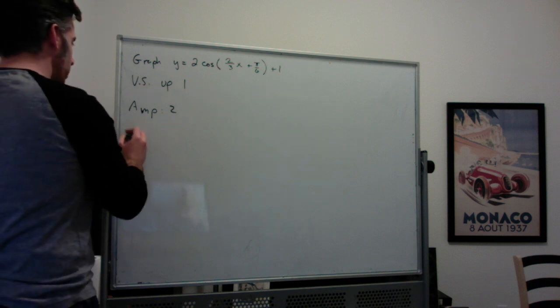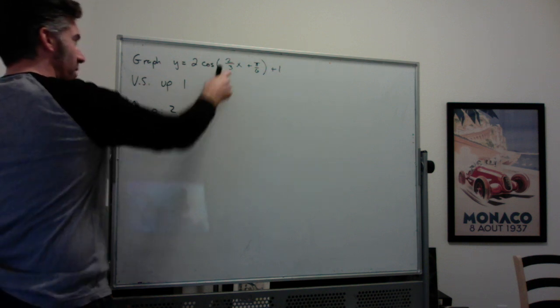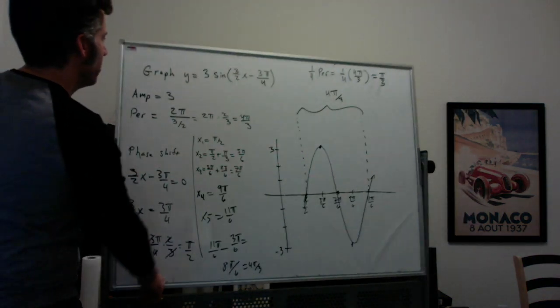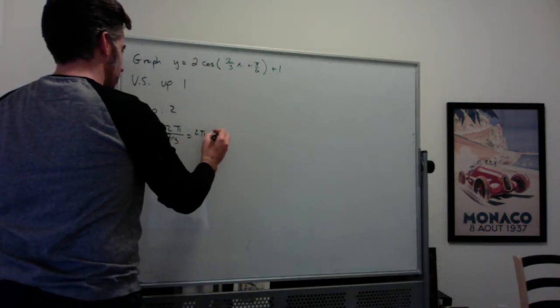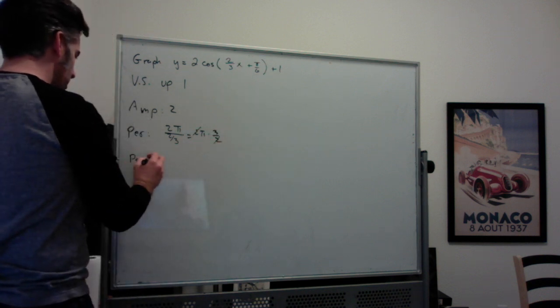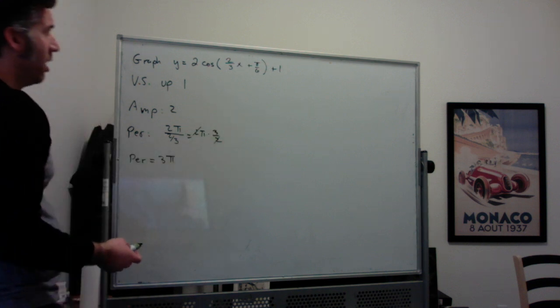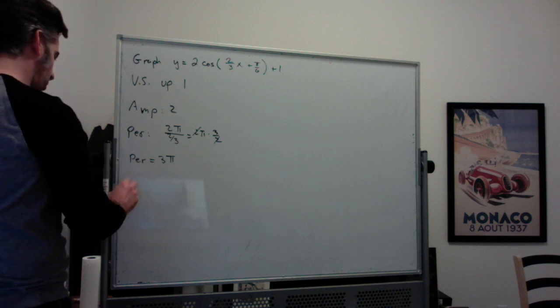We have a period that is 2 pi divided by 2/3. I feel like that's the same one I did before. No, it's not. 2 pi divided by 2/3 is equal to 2 pi times 3 halves. The 2's cancel, and I get a period that is 3 pi. All right, let's find our phase shift or horizontal shift.